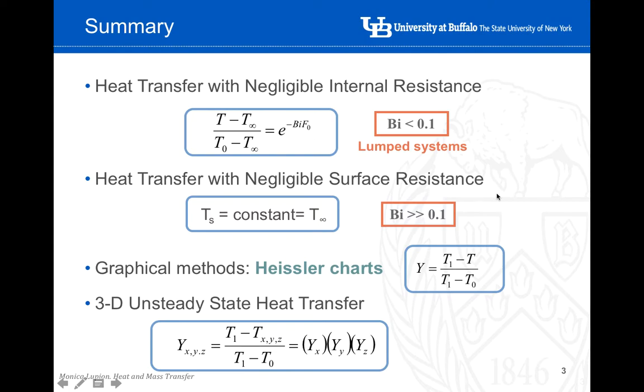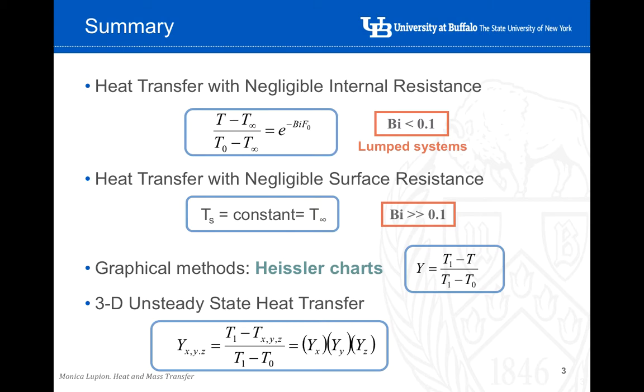The second case, when the surface resistance is very small, we can consider that the temperature over the surface of a solid remains constant and is equal to T infinity. We can consider surface resistance very small when the Biot number is large.